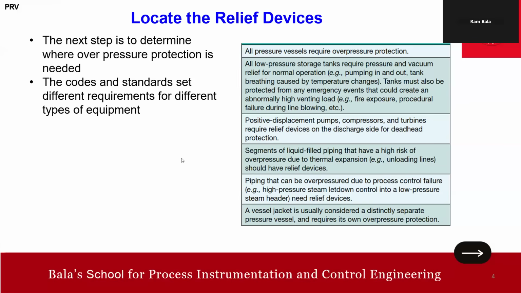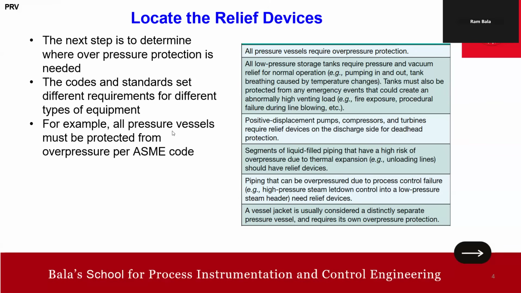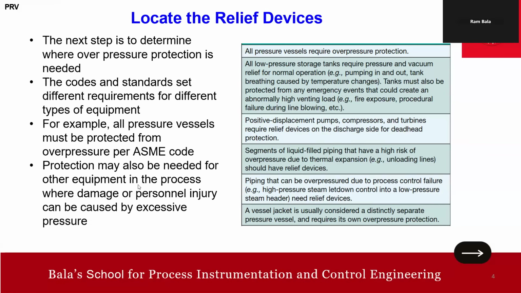The codes and standards set different requirements for different types of equipment. For example, if you remember the previous video, we talked about the ASME code. All pressure vessels must be protected from overpressure per ASME code. Protection may also be needed for other equipment in the process where damage or personal injury can be caused by excessive pressure.